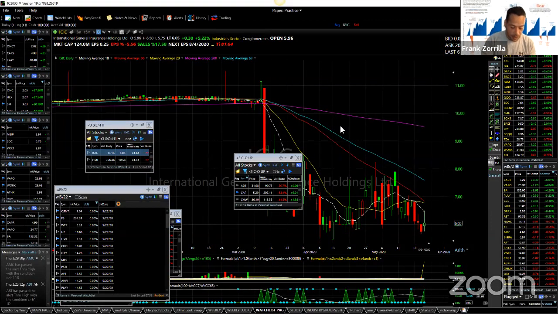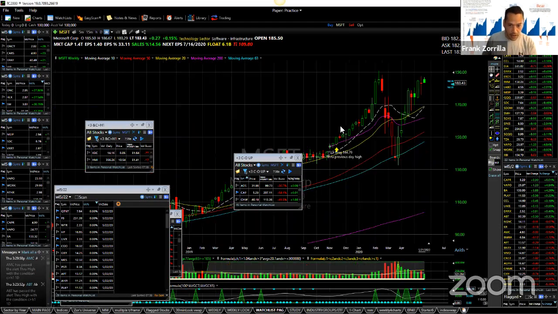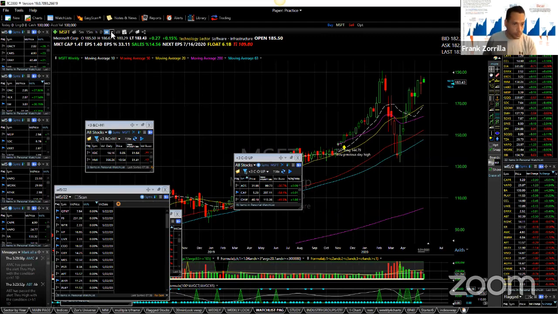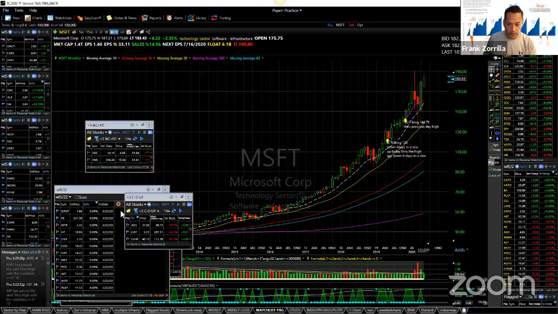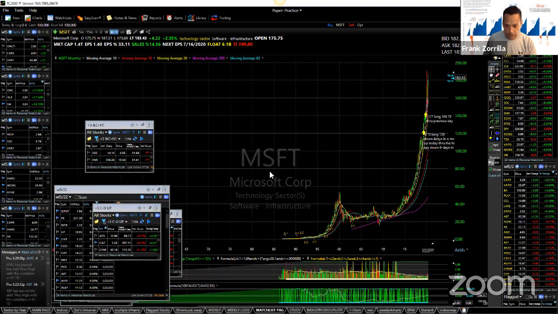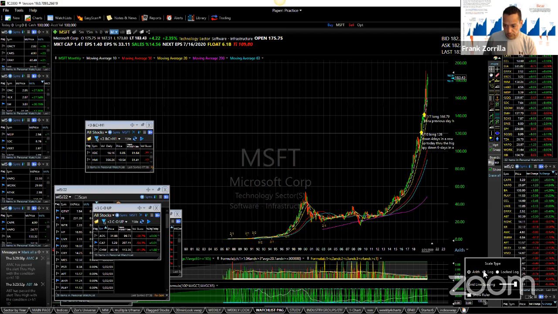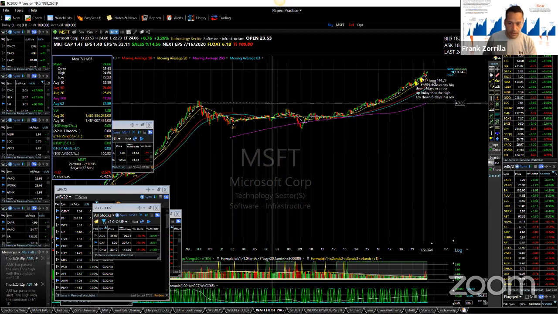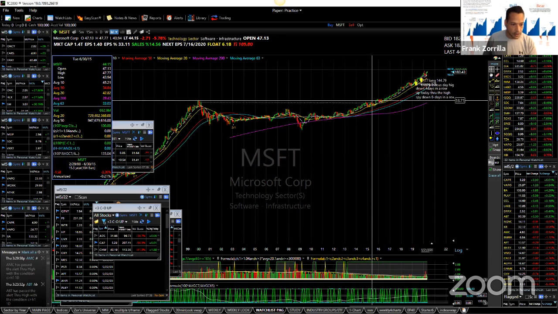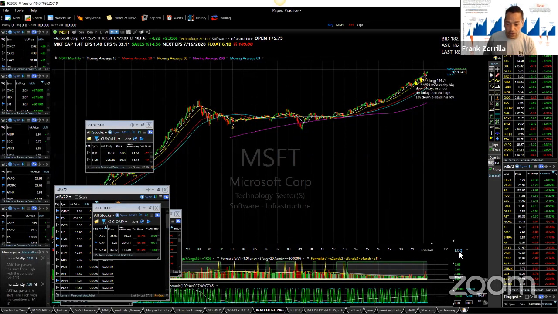If you look at some of the biggest winners, let's look at Microsoft, one of the biggest winners back in the 90s. Look at this move here. The bigger the move, the bigger the sideways action. It took 15 years of sideways action. And that's for every single stock. That is for every single manager across the board.